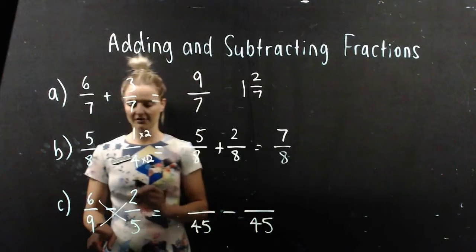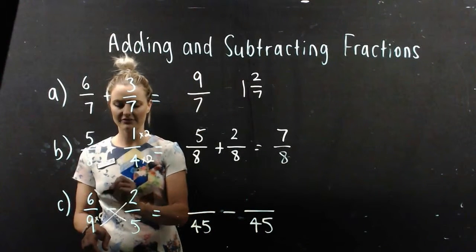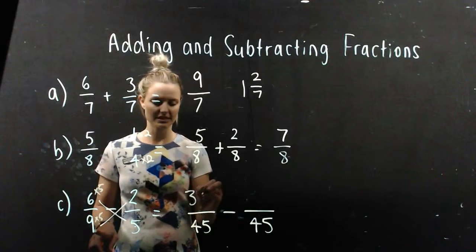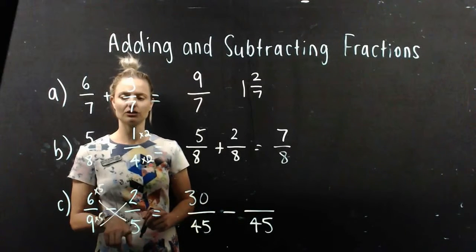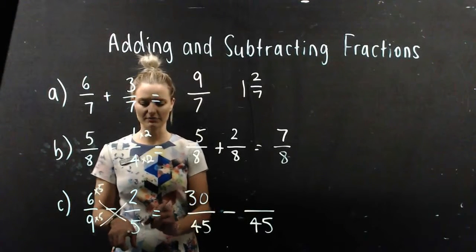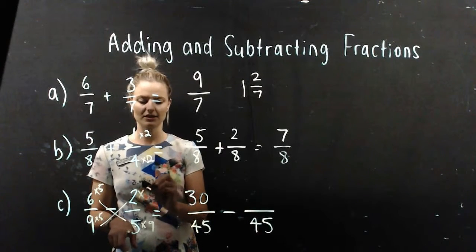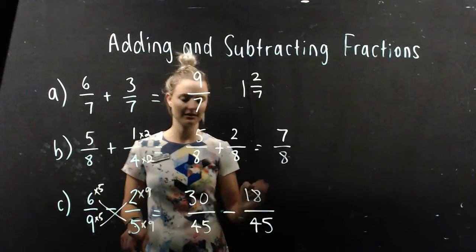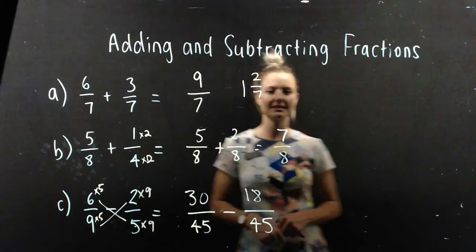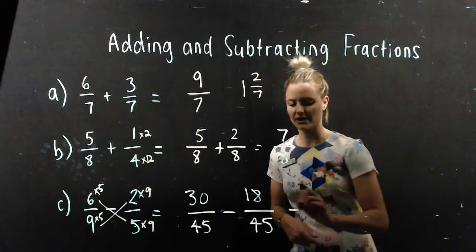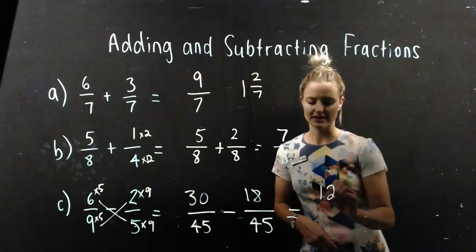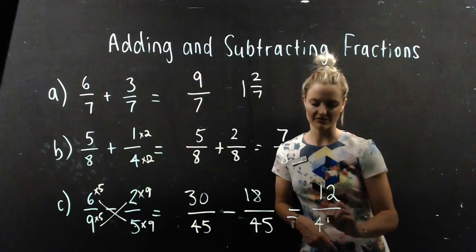To reach 45, we need to multiply by 5. 6 times 5 is 30. To reach a denominator of 45, we needed to multiply 5 by 9, as well as the numerator being 18. We now have denominators the same. We can go ahead and subtract the numerators. 30 take 18, that's 12 out of 45.